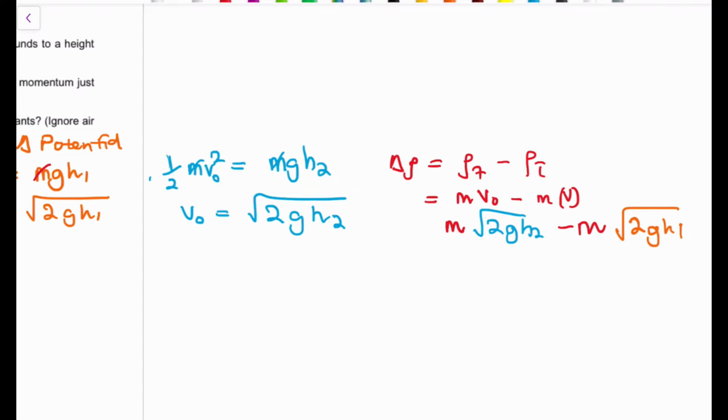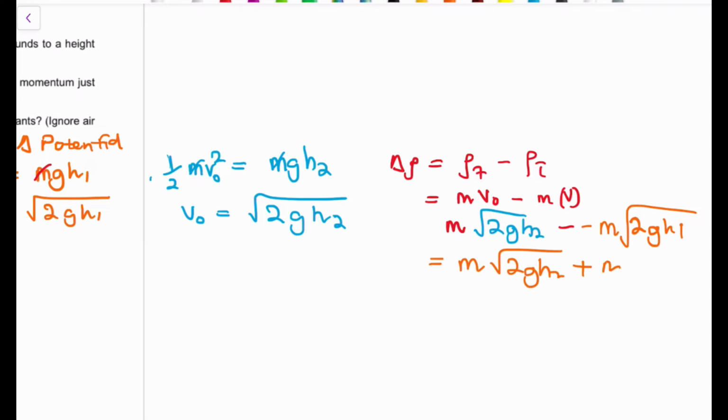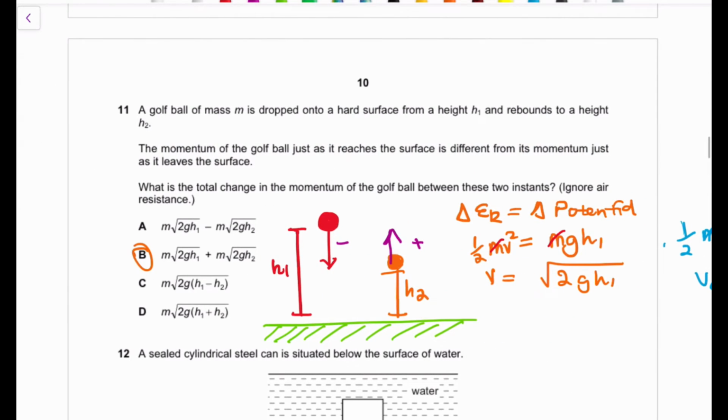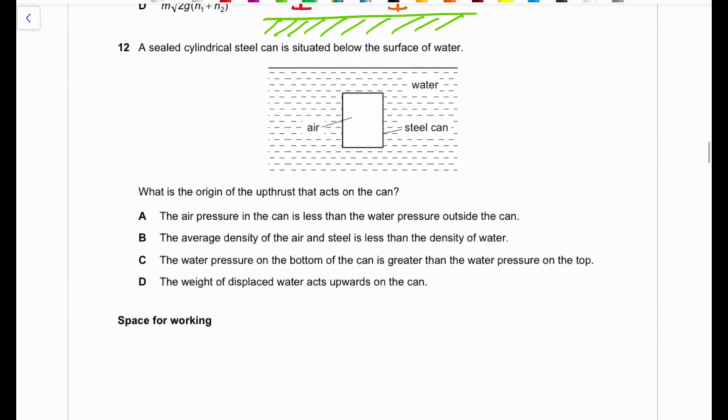Okay, but now it's going to be minus because the velocity itself has a negative sign, right? Because that velocity has a negative sign, and it's very important for you to be able to put that negative sign. So we end up with m, the square root of 2g h2, plus m, the square root of 2g h1, and the answer is going to be B. Very important, guys, for you to keep that in mind.